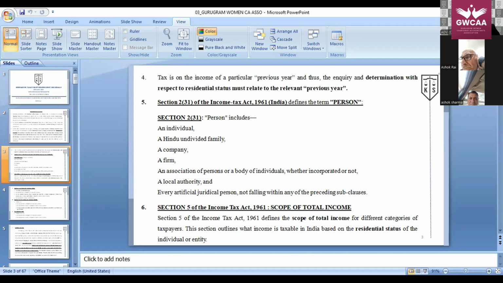This is an either-or condition. So what is the second condition? The second condition is he has to stay 60 days or more in the previous year and an aggregate of 365 days in 4 years preceding the previous year. So these are either-or conditions. If an individual by staying physically in India proves either of the conditions, then he will become a resident in India.